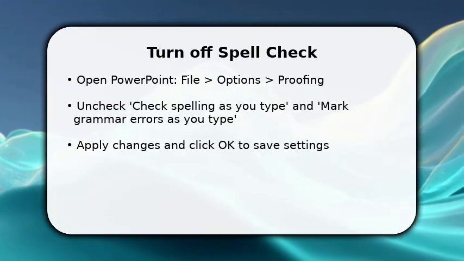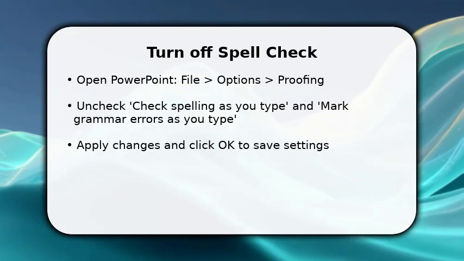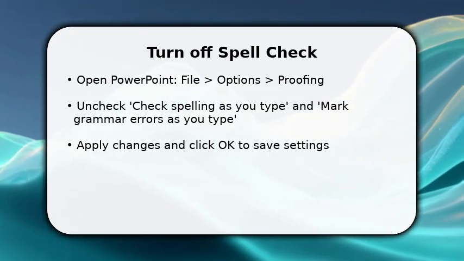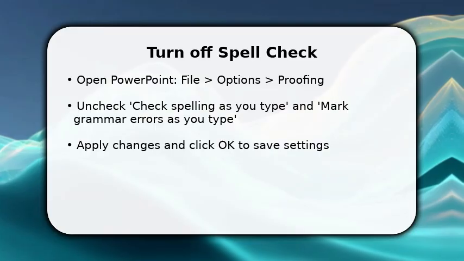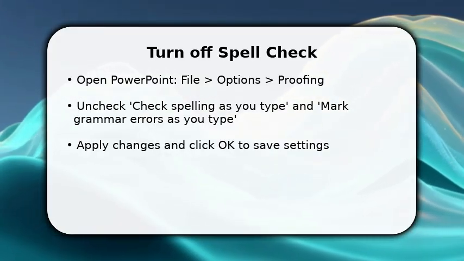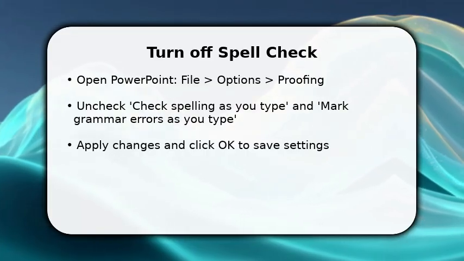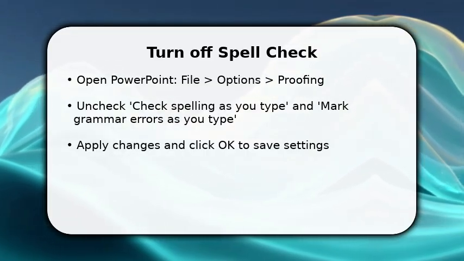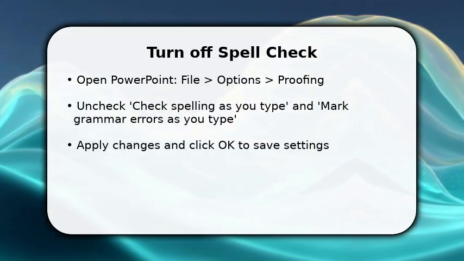You begin by disabling the live proofing that creates red underlines. Go to File, then Options, then Proofing. Uncheck Check Spelling as you type and mark grammar errors as you type. This stops PowerPoint from continuously scanning and underlining words while you work. Once done, click OK to apply settings.